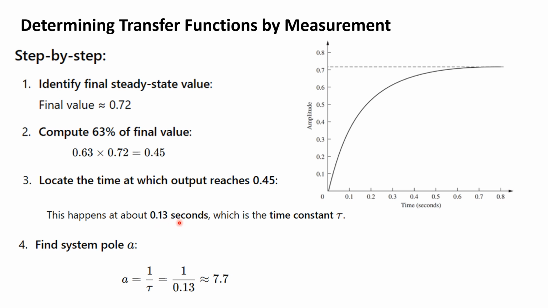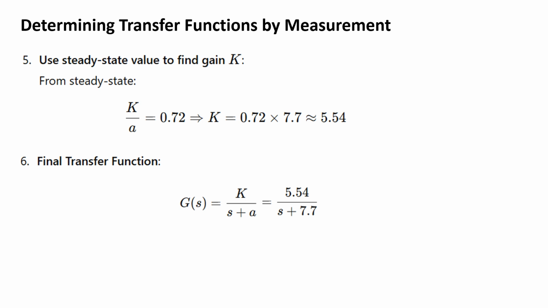So having found that, we can find our system pole. We can find the A value. It's 1 over tau. 1 over 0.13 is about 7.7. We can use that value to find K. So K over A is 0.72. That's our steady state value. So we can find K equals 0.72 times A, which is 7.7. So K is equal to 5.54. So finally, our transfer function is K over S plus A, or 5.54 over S plus 7.7. And here we've determined our transfer function from experimental data.